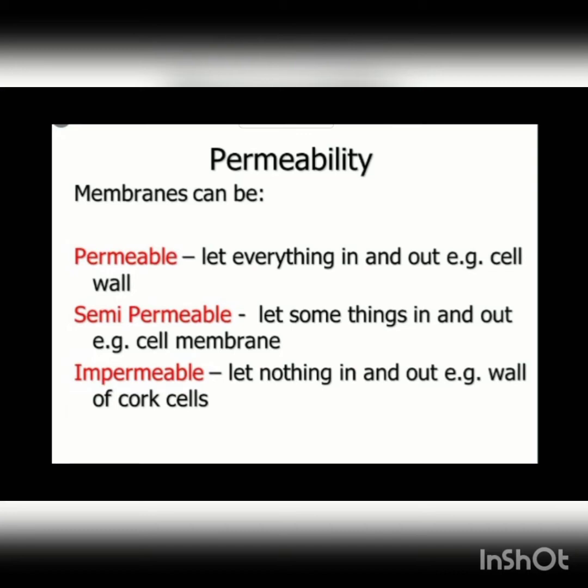Next comes impermeable. Impermeable means it does not allow anything to go inside or outside. Example is the cork cells, the wall of the cork cells. As you know, the bark of a tree, that is a cork. Cork is bark of a tree and it doesn't allow anything to move inside or outside.